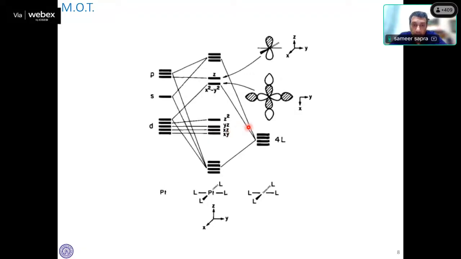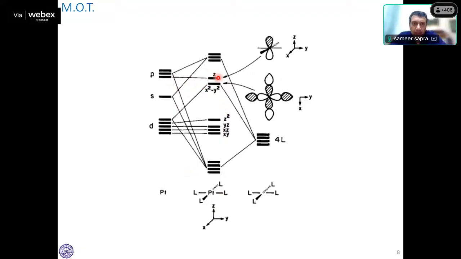Here, what exactly interacts? xy, xz, and yz, these d orbitals hardly interact. What interacts is z square. What interacts maximum is x square minus y square. These are the things, or not z square actually, it should be xz. So some mistake is there. And x square minus y square, and the p orbital also of the platinum.